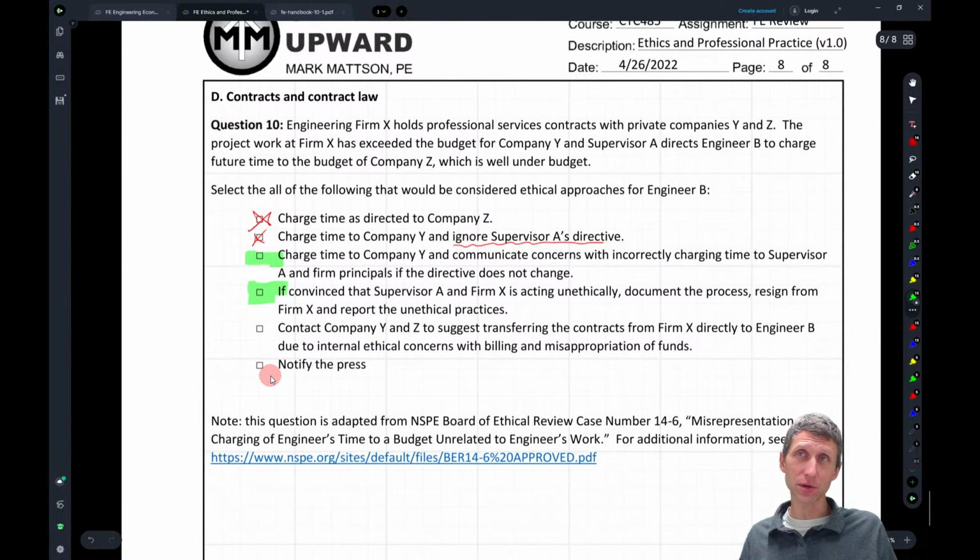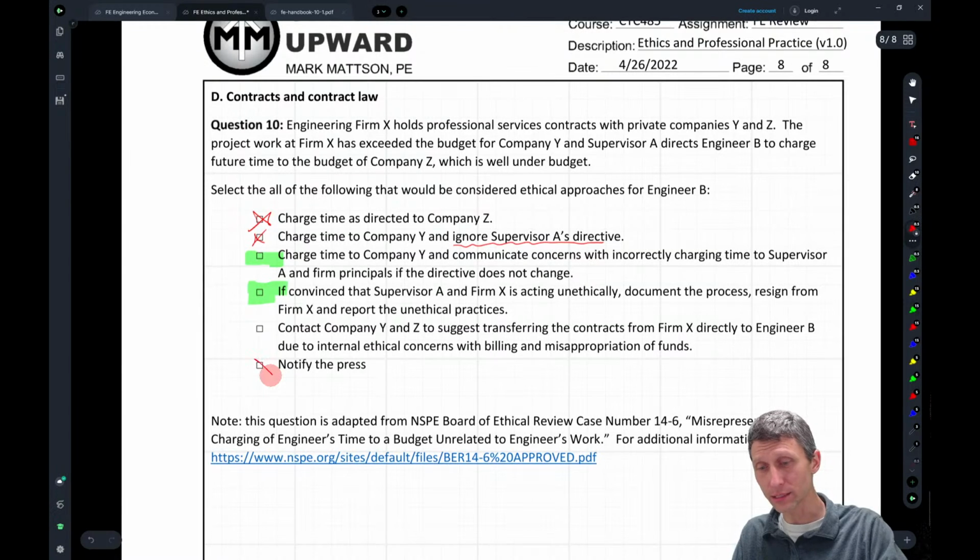Is it ethical to just go to the press? No, I don't think so. This isn't harmful to the health, safety, or welfare of the public. In terms of a safety issue, this is a business practice that I think is worth addressing through the code of ethics, not the press. I would say no to this last one.